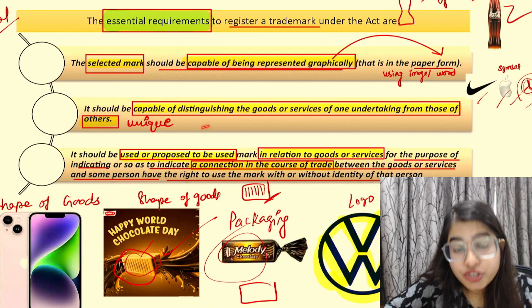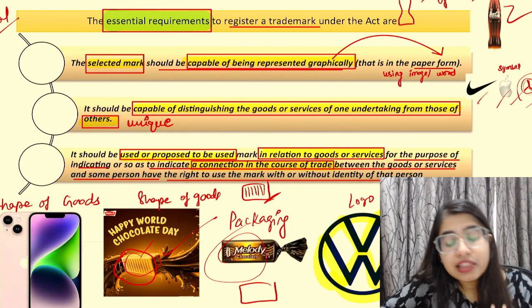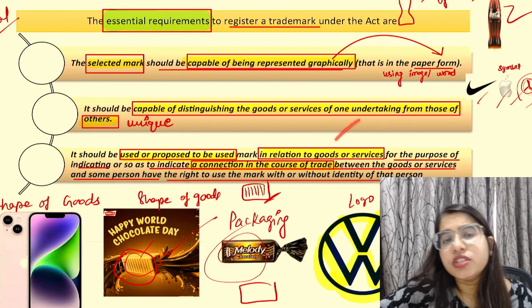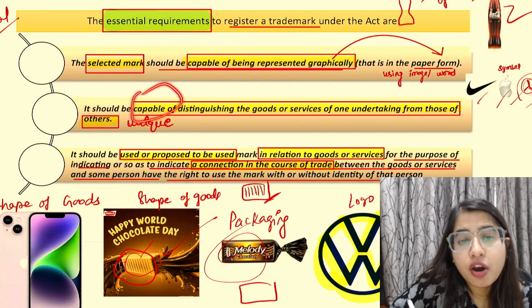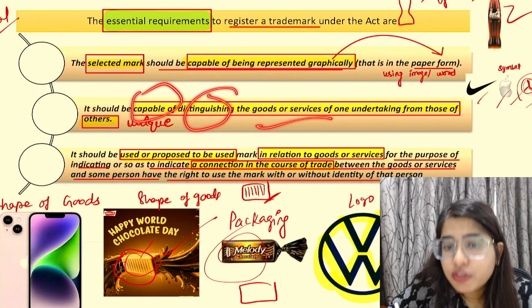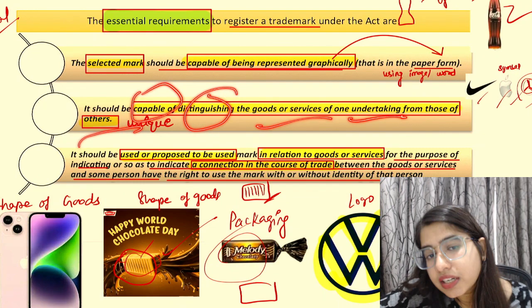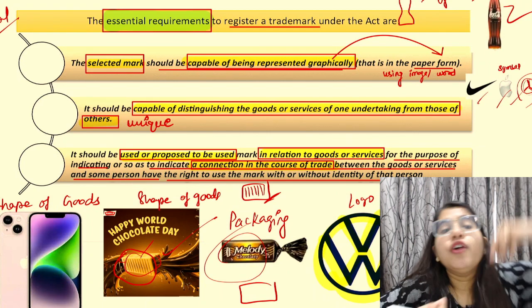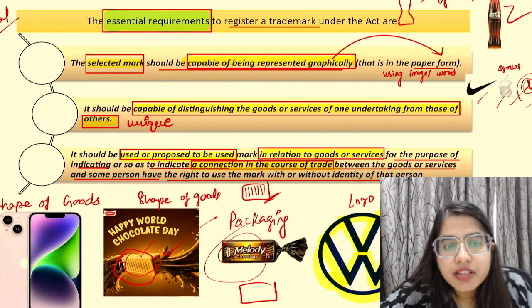Number two, it should be unique. Unique matlab it should be able to distinguish your goods and service from your competitors' goods and service. It should be capable of distinguishing goods and service of one undertaking from another undertaking. It should be able to distinguish your brand from your competitor's brand. Are we clear with this?